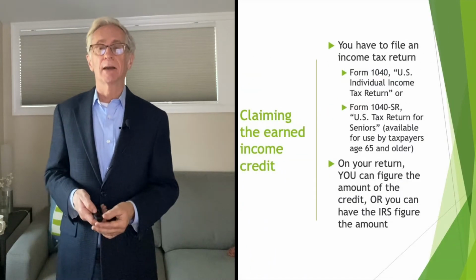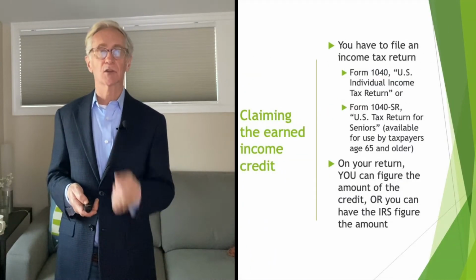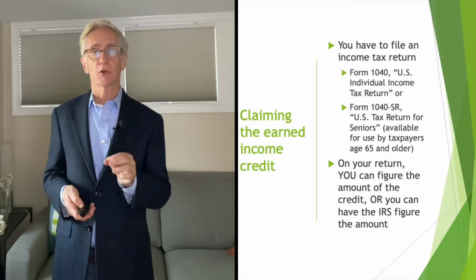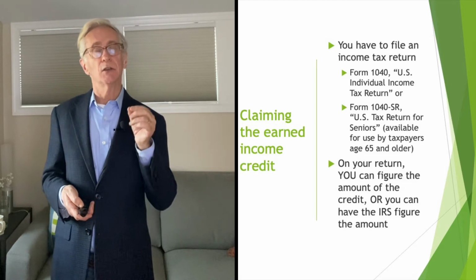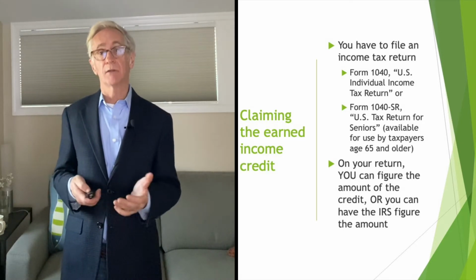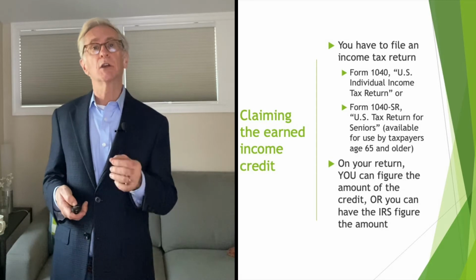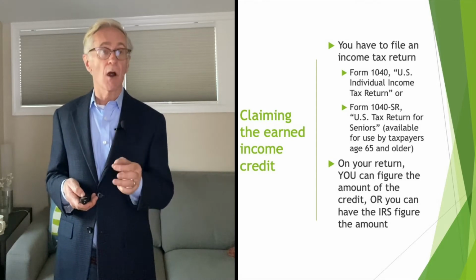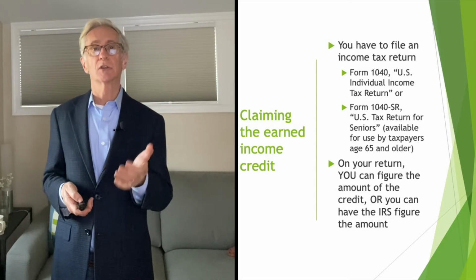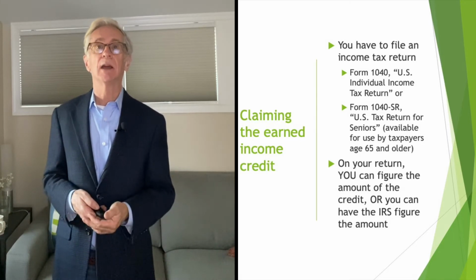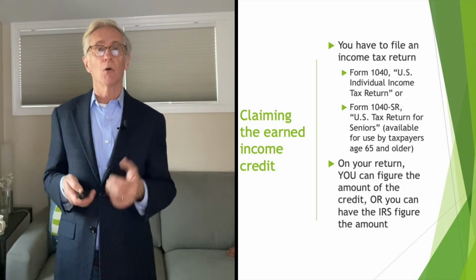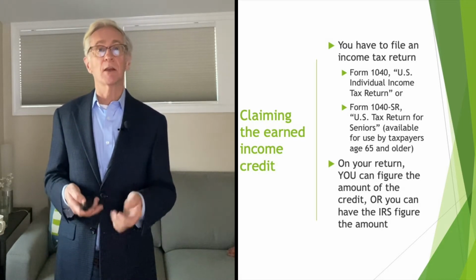Now, to claim the credit, you have to file an income tax return. You don't get the credit automatically. There are two types of returns on which you can claim it. You can use Form 1040, which is the regular U.S. individual income tax return, or you can use Form 1040 SR, which is the U.S. tax return for seniors that can be used for taxpayers age 65 and older. On your return, you can figure the amount of the credit, or you can have the IRS figure the amount of the credit.